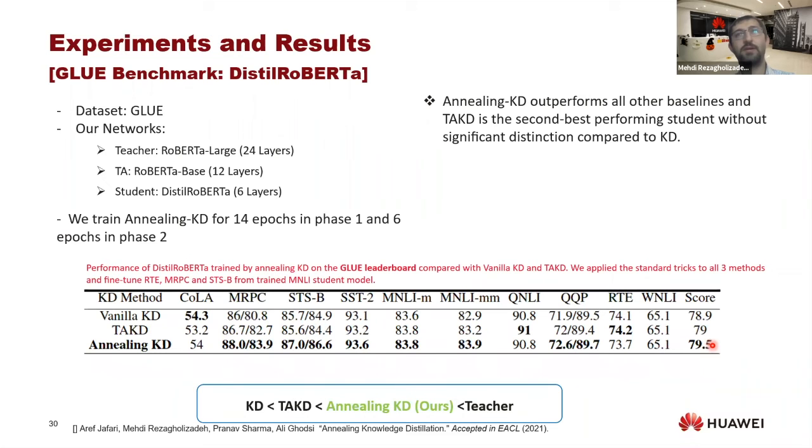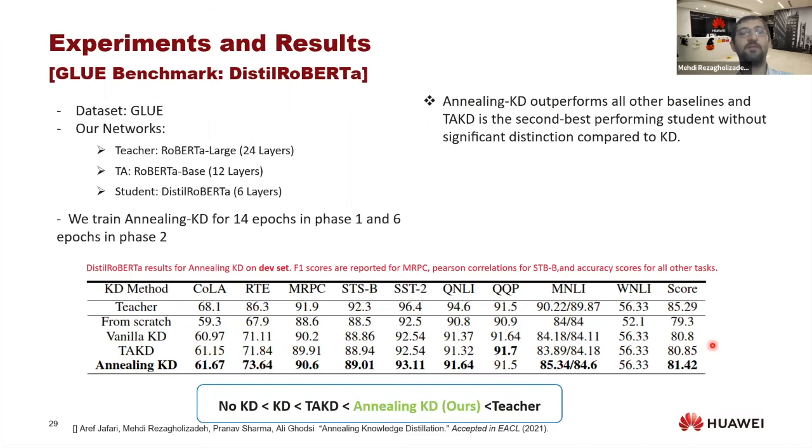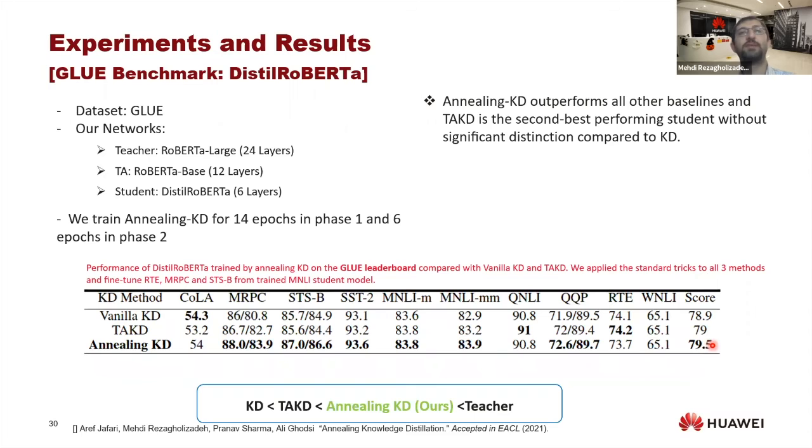The other thing is that these were the dev results, and for test we also compared on the GLUE leaderboard, and Annealing KD on the GLUE leaderboard is also consistently better than TAKD and Vanilla KD with a good margin. This 0.5% in GLUE average score is actually something noticeable, that you can even publish on when you improve this much. And we had this paper accepted in EACL.